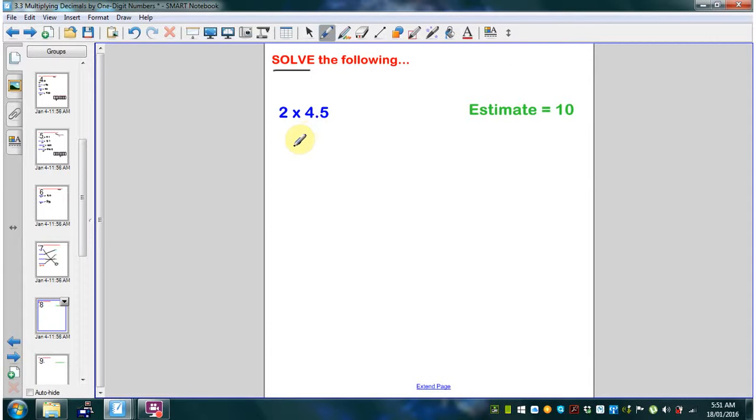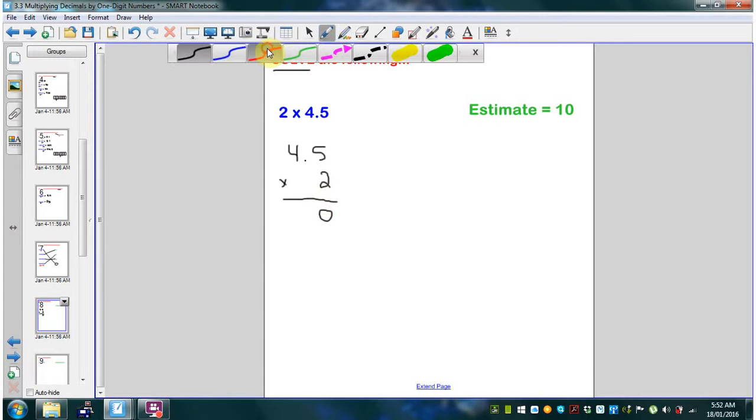And we're going to see if our exact answer is close to 10. So this is how I solve this one. I'm going to write it down in column method, like what you're used to seeing. I'm going to put my decimal on the top, 4.5 times 2. I just rewrote it in a different way. Then I'm going to multiply like usual. 5 times 2 is 10. So I put my 1's digit there, and then I carry my 1. And then 4 times 2 is 8, plus my 1 is 9.